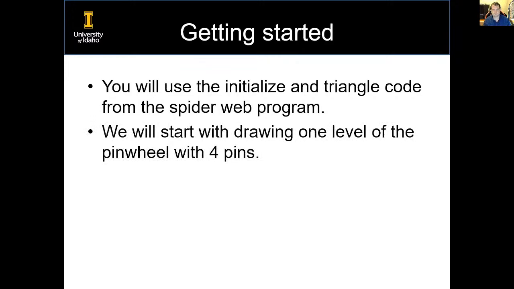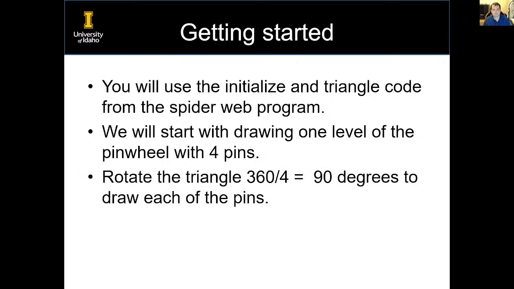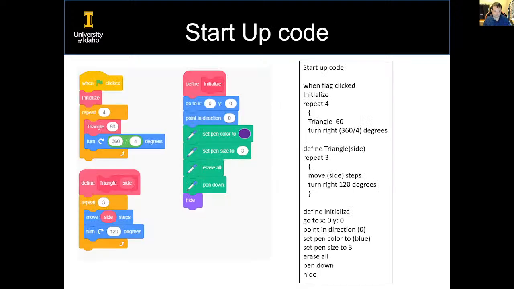And we're going to start with drawing one level of the pinwheels with 4 pins. Then we're going to rotate the triangle 360 degrees divided by 4, and that's going to give us 90 degrees. Now, I kind of don't want to do that math on my own. I want Scratch to do that for me. So let's go ahead and build this code.